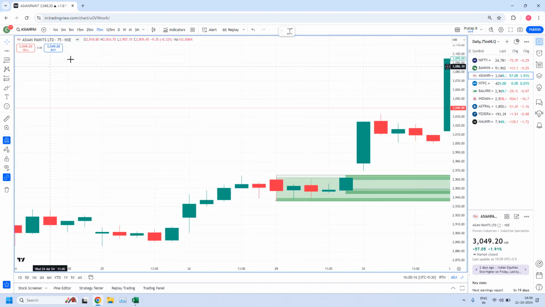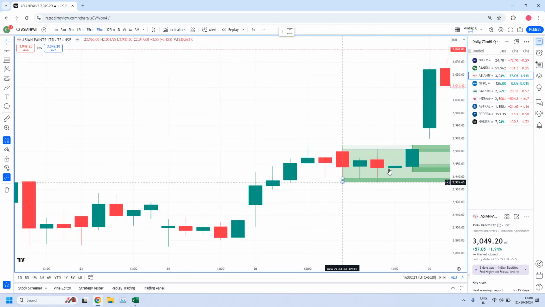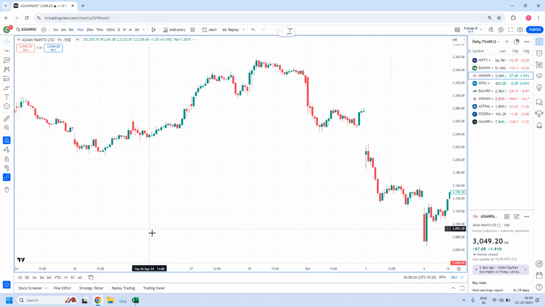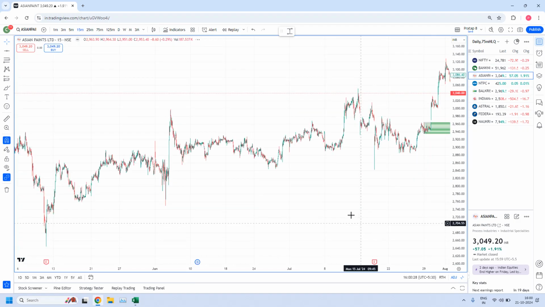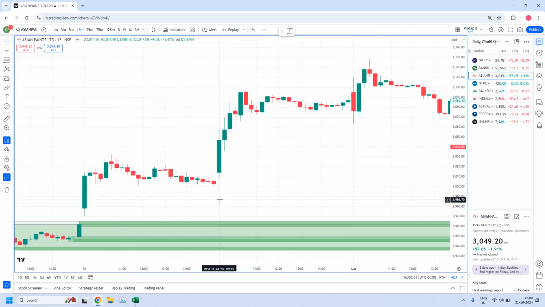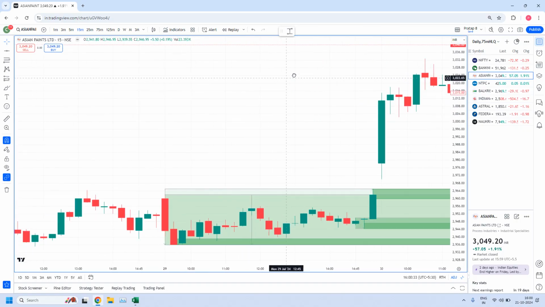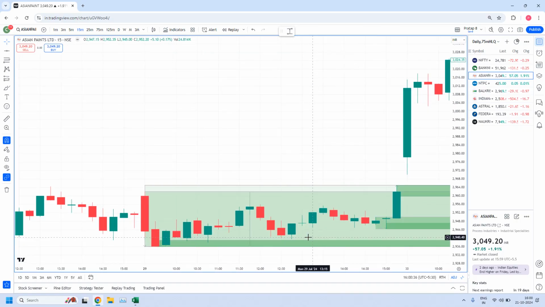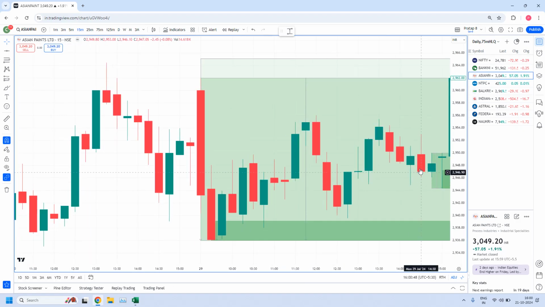Drop base rally. This is what our software identified. This is what we fine-tuned in the daily high liquidity zone. Within this 75 minutes, again fine-tuned with the 15 minutes time frame. So we have a drop base rally. Now you get clarity. This is a drop candle.